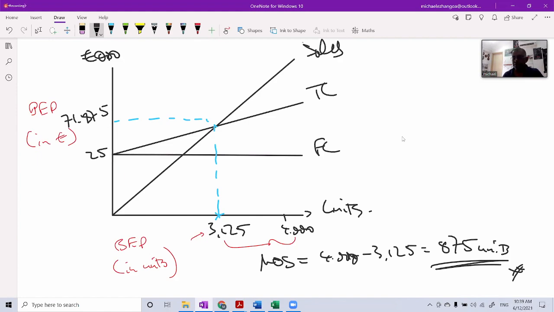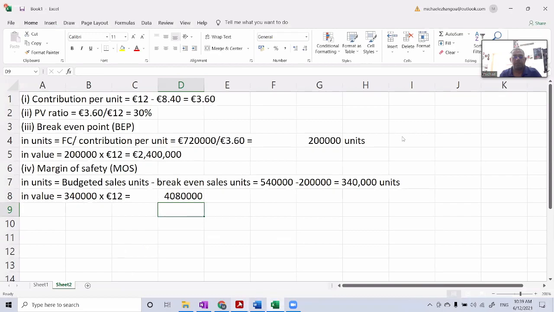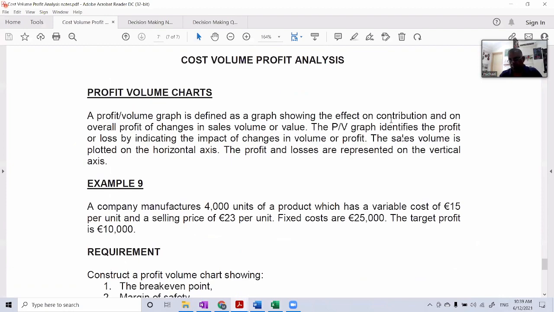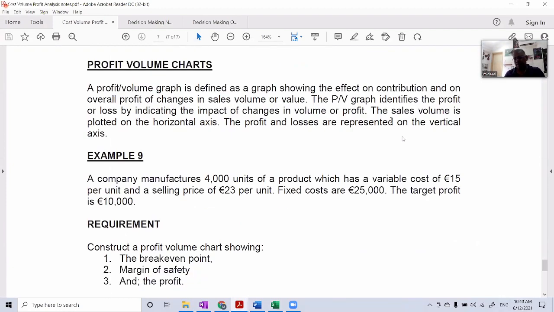It's not too difficult, I think, this kind of question. Now, the next graph is interesting. The next one is called the profit volume chart. A profit volume graph is a type of break-even chart, but the way it's presented is slightly different. It is defined as a graph showing the effect on contribution and on overall profit of changes in sales volume or value.